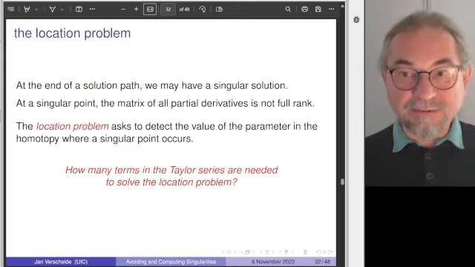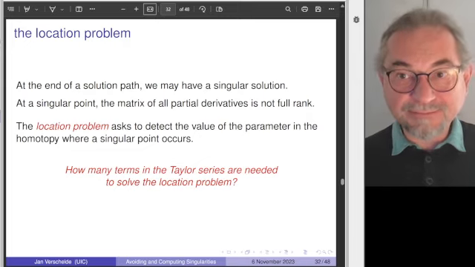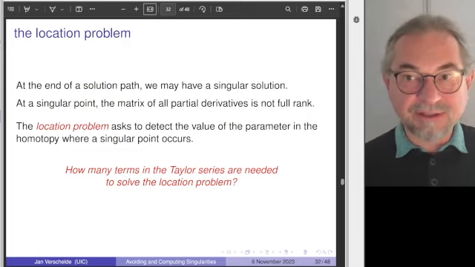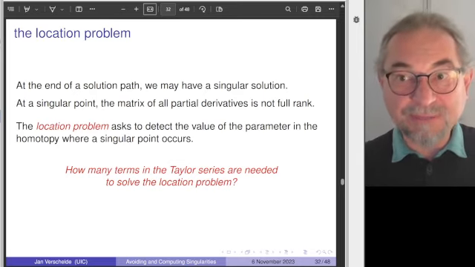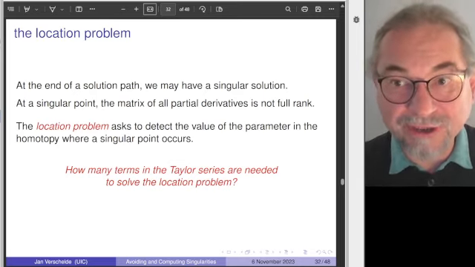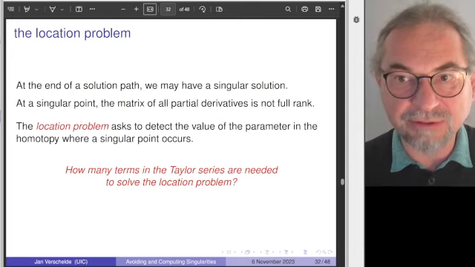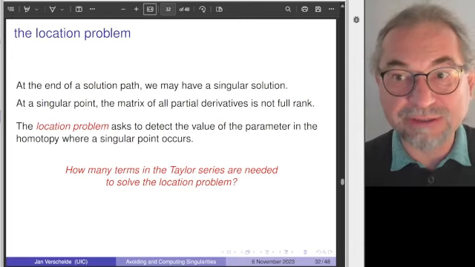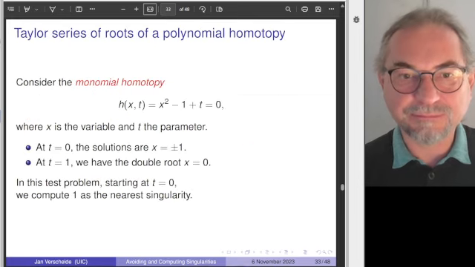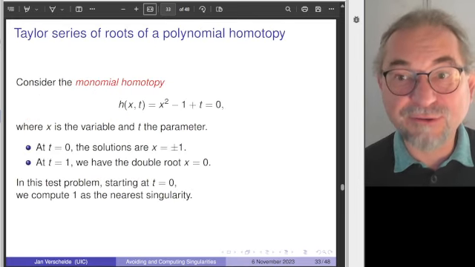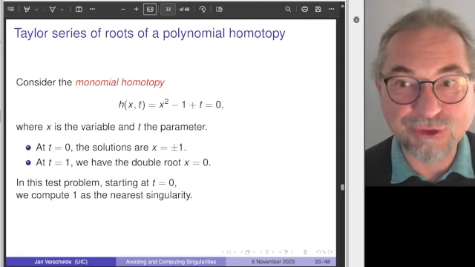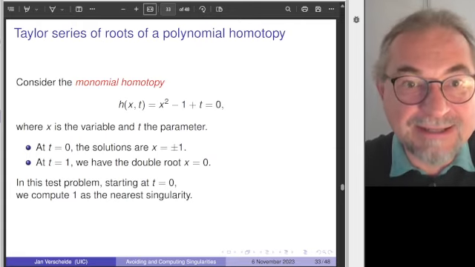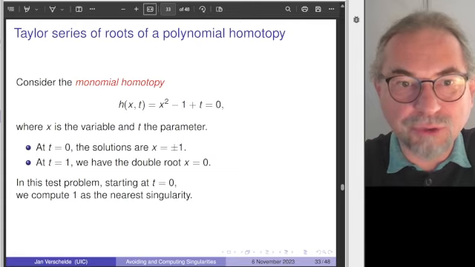Now, avoiding is one thing. If you avoid this, then you passed it, and that's fine. What happens if you want to know the location of the problem? How many terms in your Taylor series are actually needed? Okay, let's look at a very simple example. So here is the simplest non-trivial example, that of a monomial homotopy.